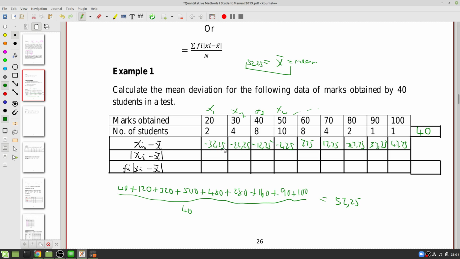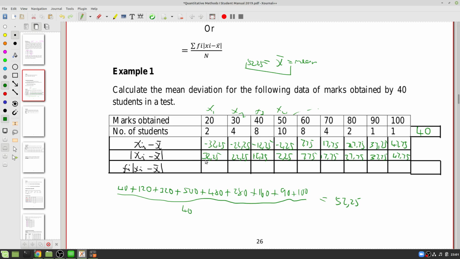Now we take the absolute value. So what does an absolute value do? It just changes everything to a positive, right? So that's just positive 32.25, positive 22.25, etc. I'm just going to finish writing this one out. For the next example, I won't do all of this over again. 7.75, 17.75, 27.75, 37.75, and 47.75.